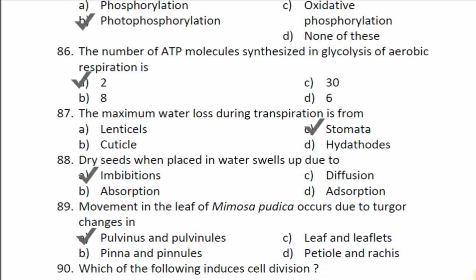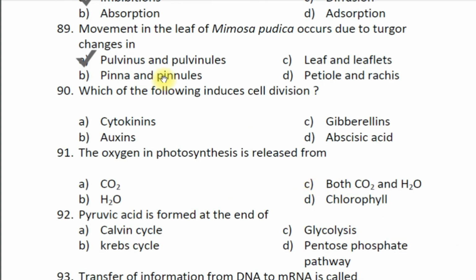Question number 90. Which of the following induces cell division? A. cytokinins, B. auxins, C. gibberellins, D. abscisic acid. Cytokinins induce cytokinesis, so option A is correct.